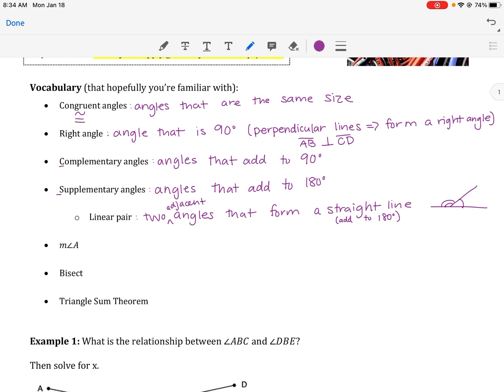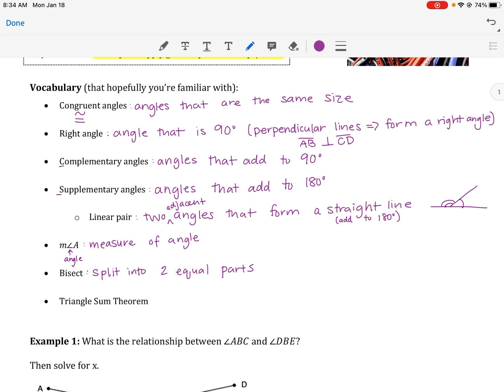Okay, when you see this little m in front of angle A, that little sign is not a less than. This just means the measure of angle A. So if I wanted to know, hey, the measure of that angle is actually 5 degrees or something like that. We also see the word bisect a lot. Bisect means to split into two equal parts.